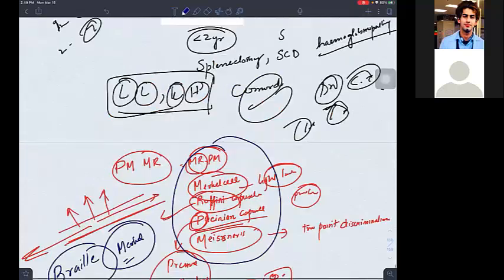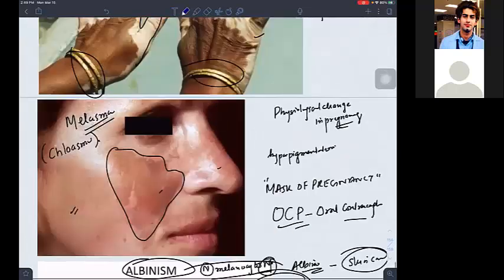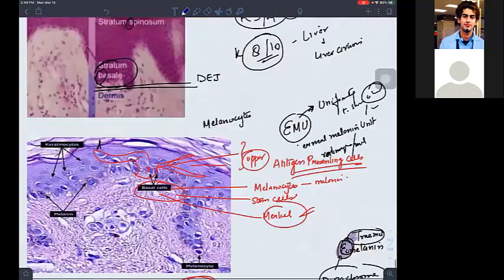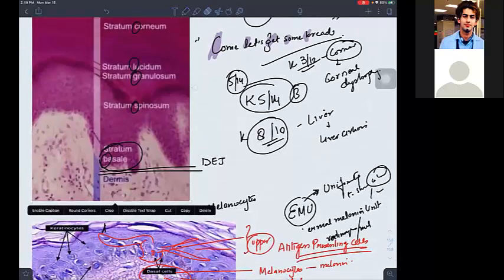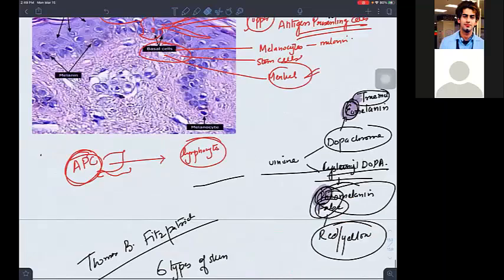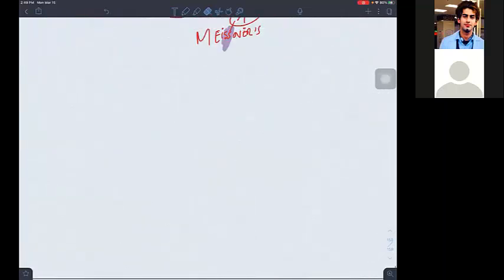So can we draw all these receptors on the diagram? Yes, we should draw them on the diagram. So let us draw them like this. Let us practice and visualize where they can be present.